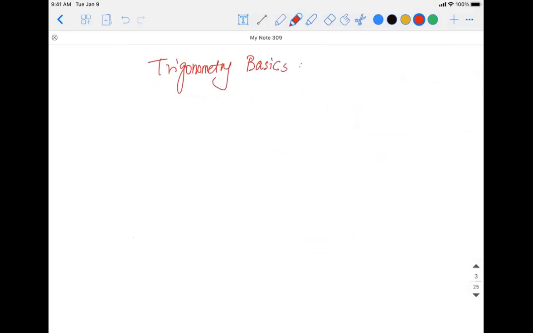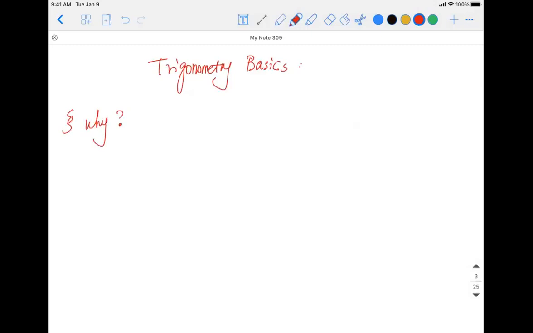Trigonometry basics. Talking about trigonometry, people might ask a question: why do you want to talk about trigonometry, why do you introduce such a new concept and use the concept for us to process our problems, and so forth? So that being said, we have to answer the first question: why trigonometry?